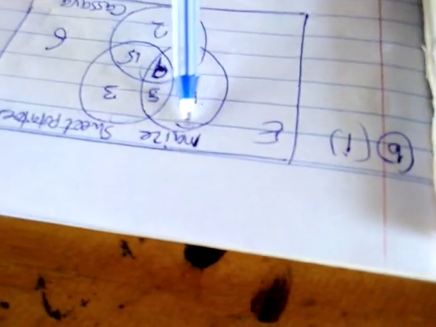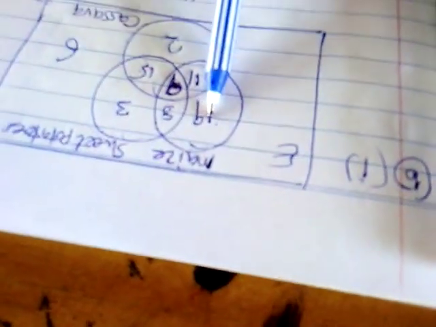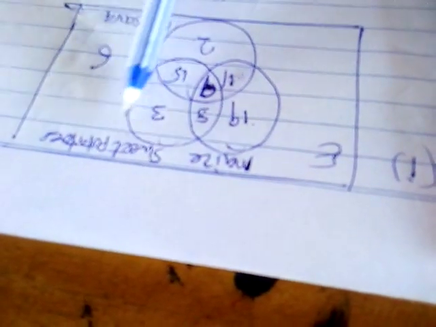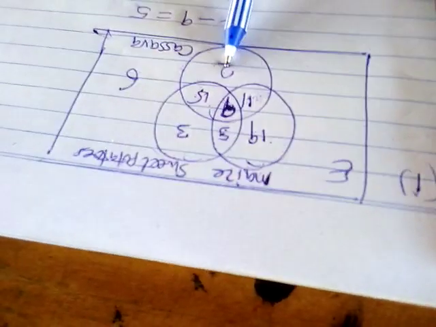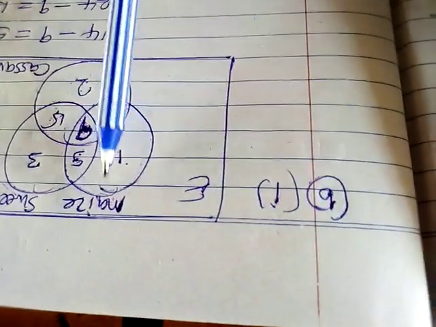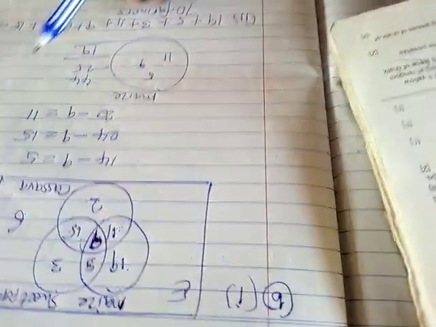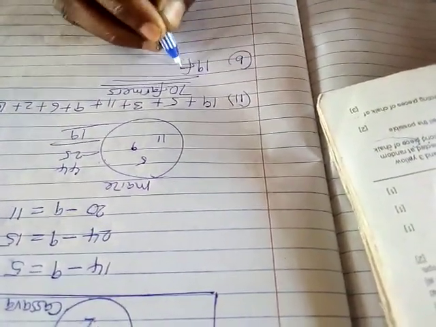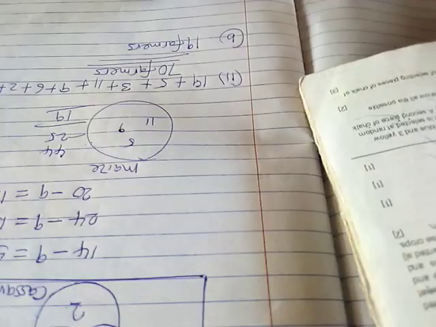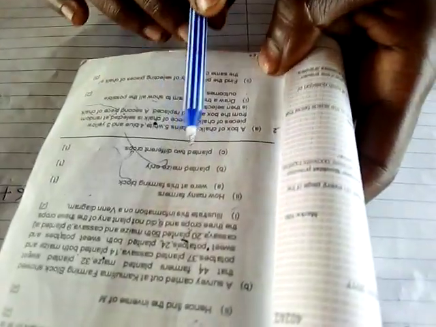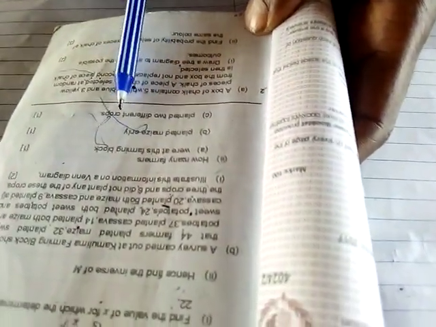Then the next question: how many farmers planted maize only? Those who planted maize only is 19. Those who planted sweet potatoes only is 3. Those who planted cassava only is 2. The question is asking how many farmers planted maize only, so it's 19 farmers.